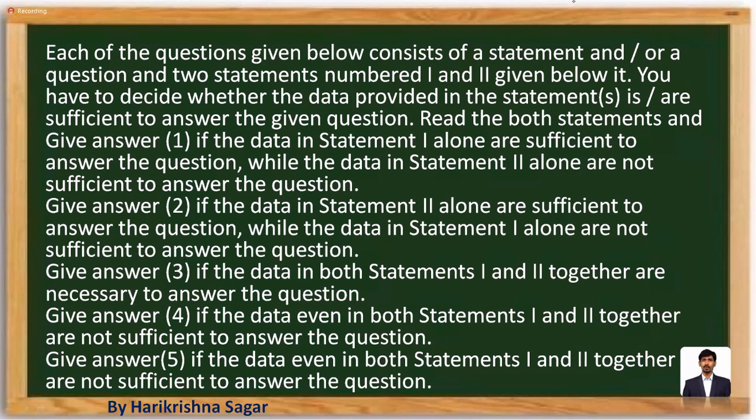So these are the options which you are going to see. The first option is statement 1 alone is sufficient for solving the question. Second option, statement 2 alone is sufficient for solving the question. Third option is given as both statement 1 and 2 together are necessary to answer the question. Option 4 is given as statement 1 and 2 together also not sufficient for solving the question. So just observe the options carefully.